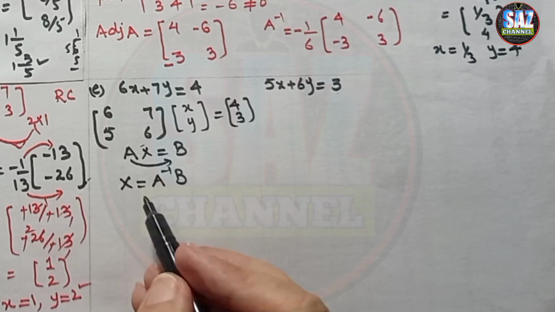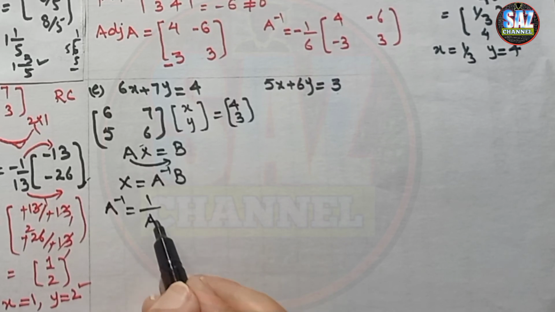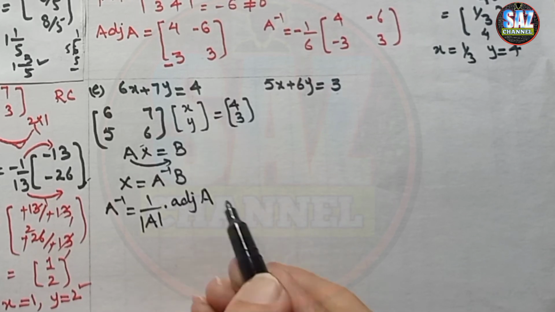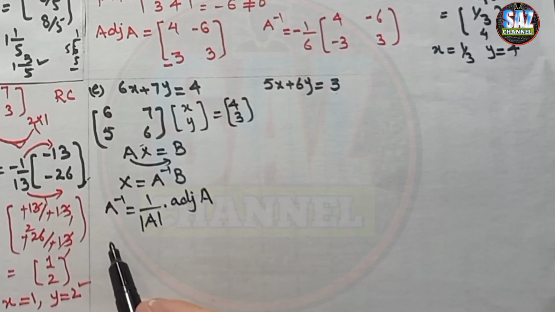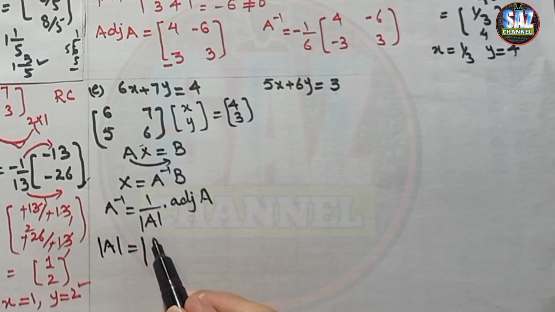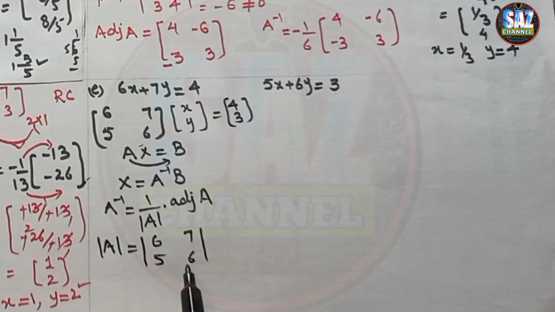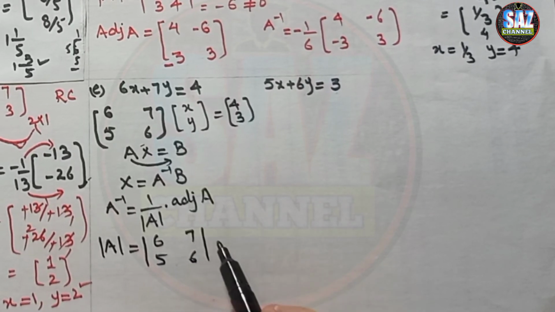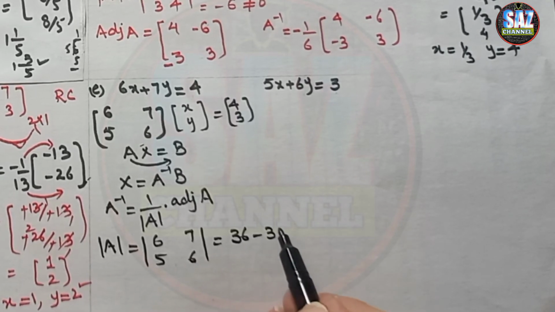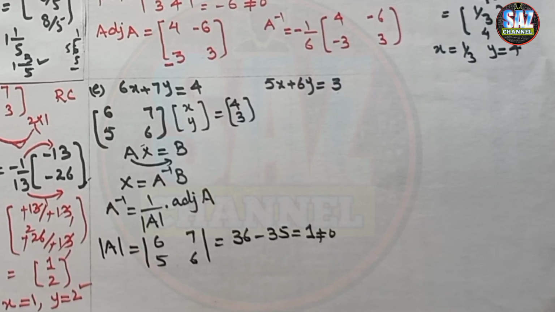Now we have to go for A inverse. Recall the formula that A inverse equals 1 over determinant into adjoint of A. Now we have to go for the determinant, and recall the formula for the determinant: we take the product of diagonal entries. 6 times 6 is 36. 36 minus 7 times 5 is 35, which is equal to 1 and not equal to 0. So we can go for the inverse.